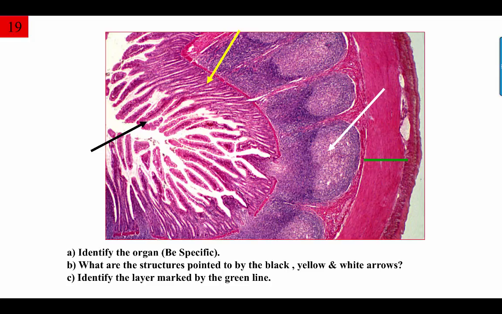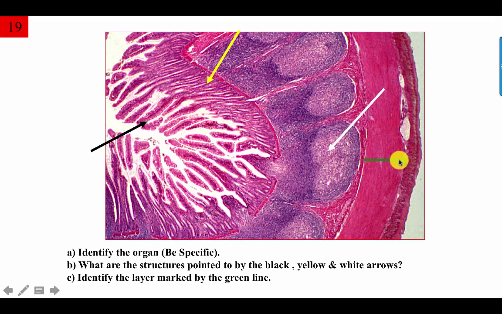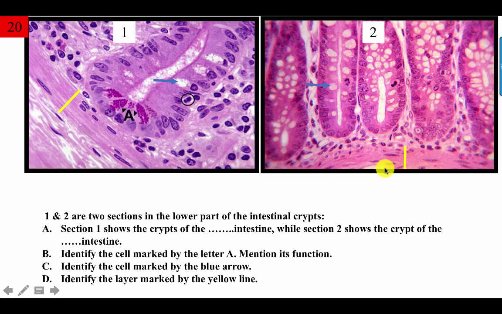Identify the layer marked by the green. Here, this is the inner circular and this is the outer longitudinal. And if we have a line traversing all this area, it is the musculosa. So this line here is also taking part of the outer longitudinal. You can say it is the musculosa formed of inner circular and outer longitudinal.